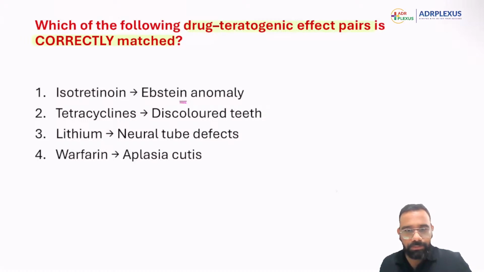Panelist. Yes. Tetracyclines, yes, correct. Tetracyclines, it is discolored. Fine. Good Varsha, good Archita. Nice. So lithium, it is not neural tube defects. It is going to cause Ebstein anomaly. And warfarin, anyone? Can anyone tell me which drug causes aplasia cutis?